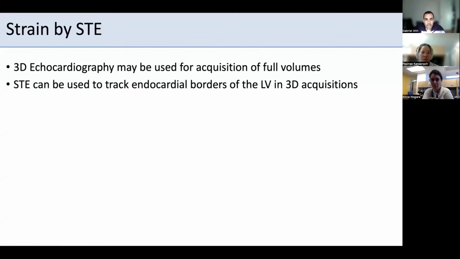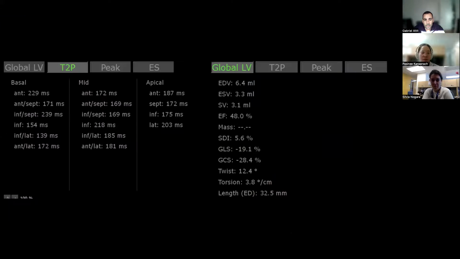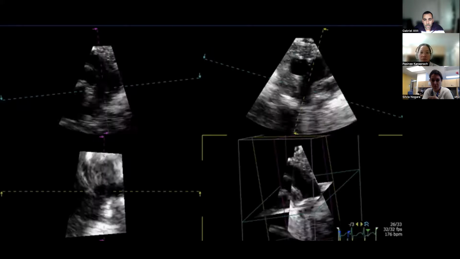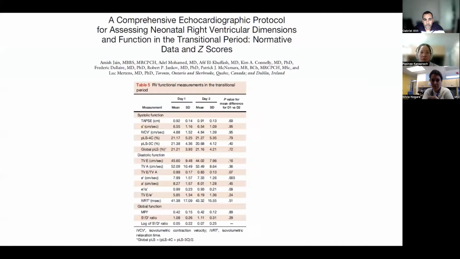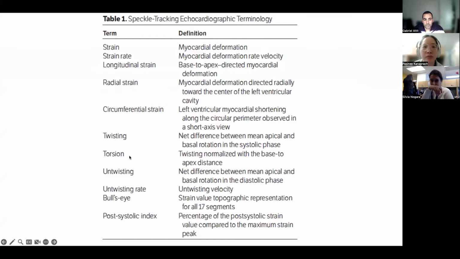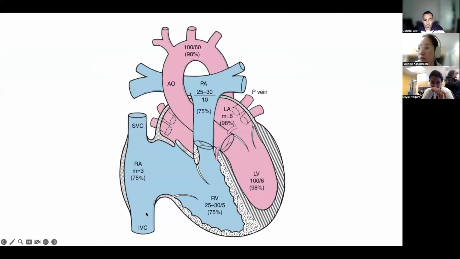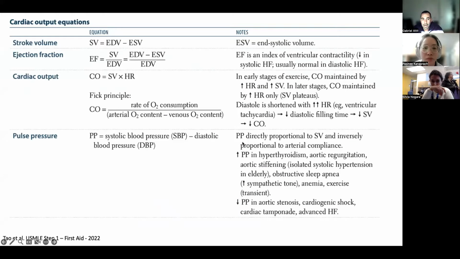Strain by STE, I'm not sure we're going to go over this today. I did put the slides so that they're available. And there is some terminology that I made available about strain, as well as some of the normative values that have previously been described for some of the echo parameters we described today. I've put the graph that we described, the pressure. And I ended this presentation, so you have it available on the Neocardio Lab, with some of the important physiological concepts that you need to know.